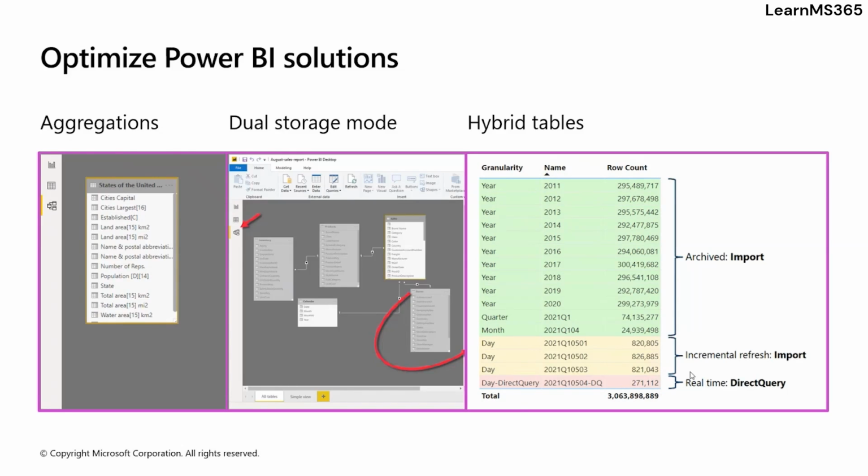So if the direct query partition is sufficiently small in comparison to the import partition, the query or the response round trip between the Power BI and the data source should still be reasonably fast, while access to the bulk of the data is already super fast in import mode. So import and direct query data is presented to the user as a single query table with business definition and calculations.